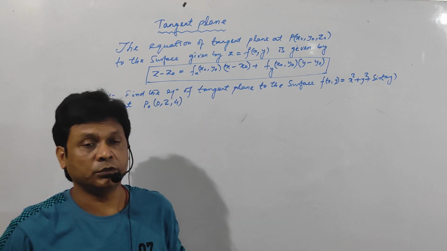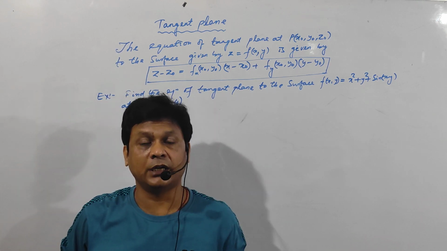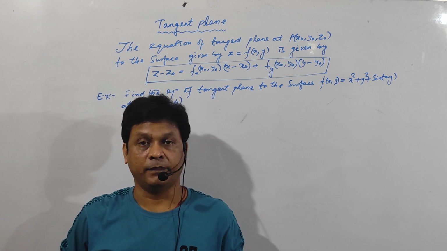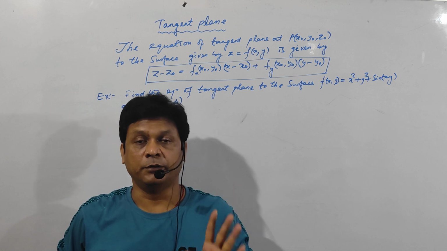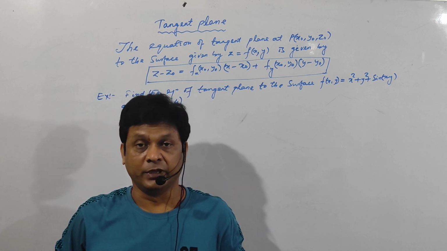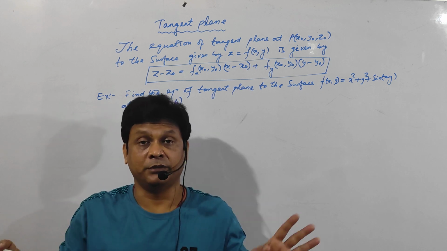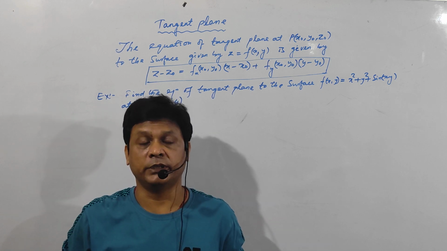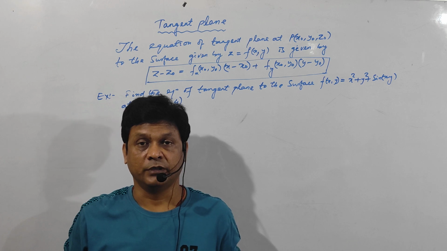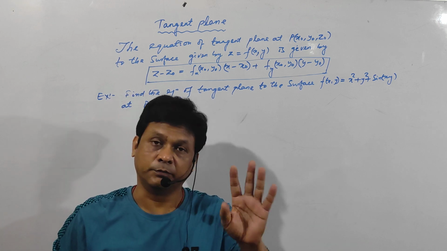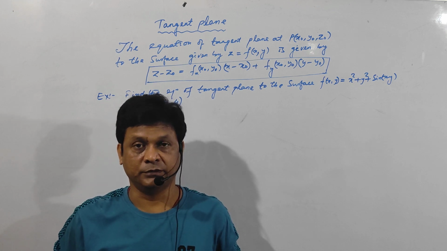Today I am going to tell you about the equation of the tangent plane and normal line, and how to find the equation of the tangent and the normal line with the help of partial derivatives. You can find them by many methods. There are many methods to find the equation of the tangent plane and normal line. By vector calculus also you can find it. By coordinate geometry also you can find it.